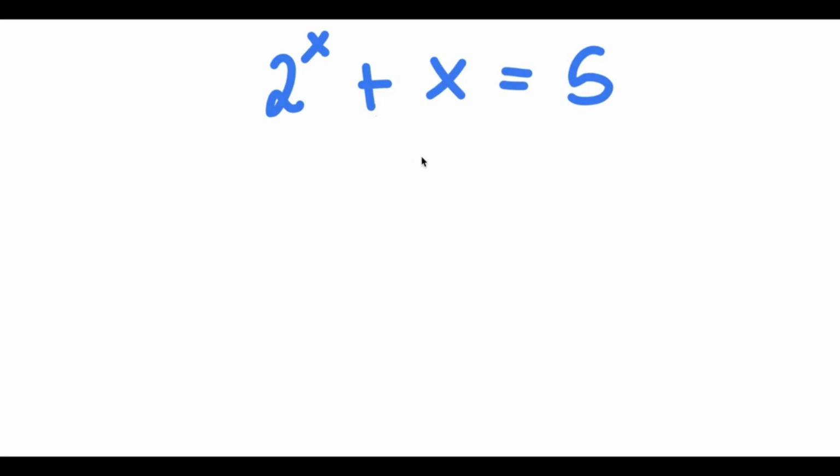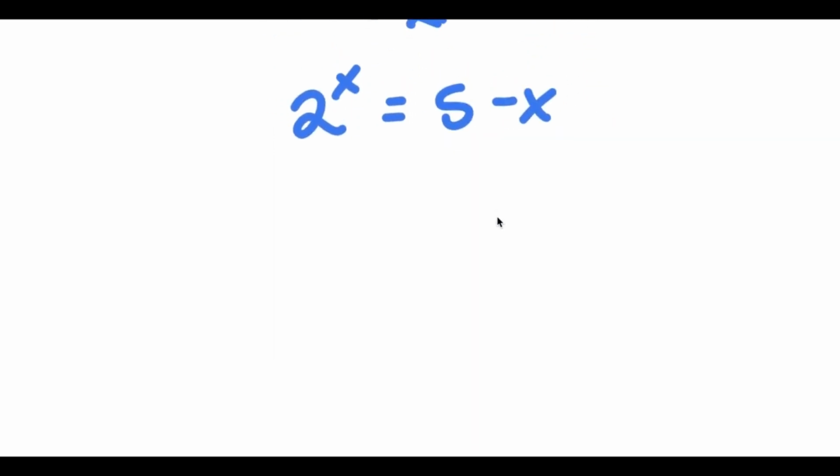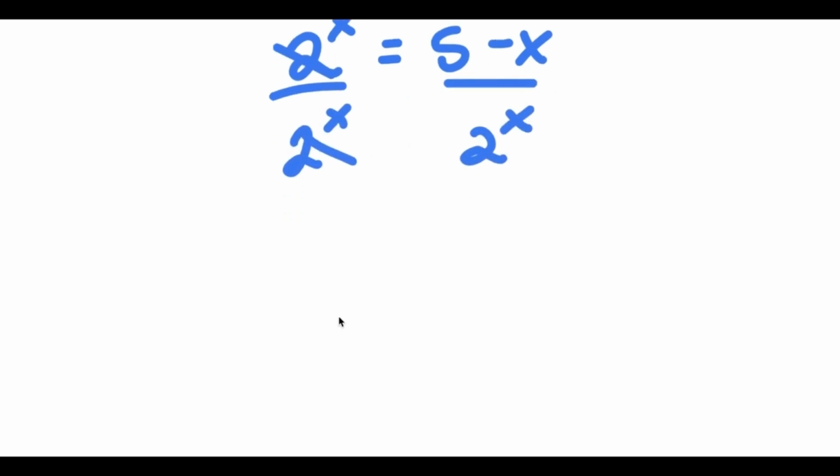Alright, so in this problem I have 2 to the power of x plus x equals 5. So I'm going to first start by subtracting x on both sides. So these two cancel out, and I get 2 to the power of x is equal to 5 minus x. Now, I'm going to divide both sides by 2 to the power of x. So these two cancel out, and I get 1 is equal to 5 minus x over 2 to the power of x.